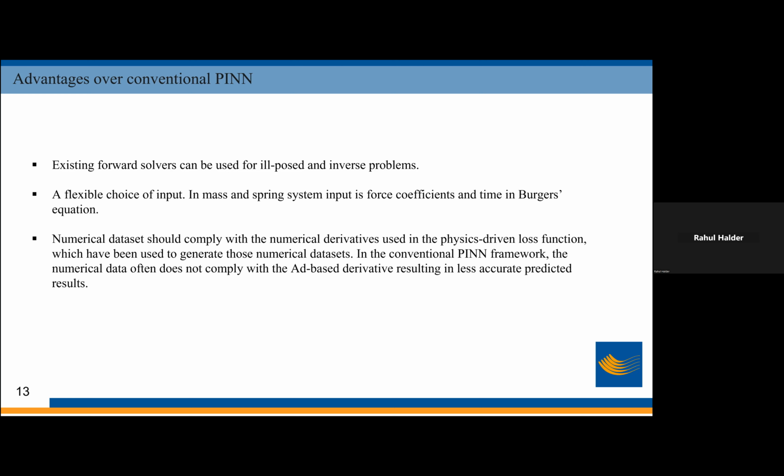And the third point is that if I already have some numerical data available from a discretized solver, it's better we use the same discretization scheme so that my physics-driven loss term and the data-driven loss term talk to each other. They are compatible, and we can see the loss term reduce very well, given that we are using the same numerical data and the same numerical discretization solver in this context.